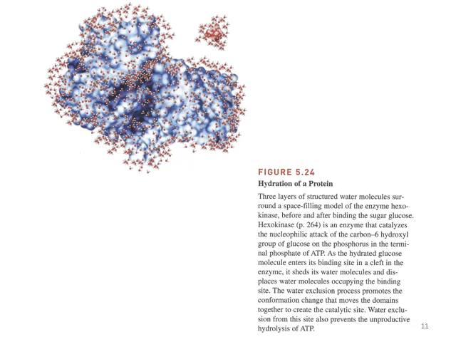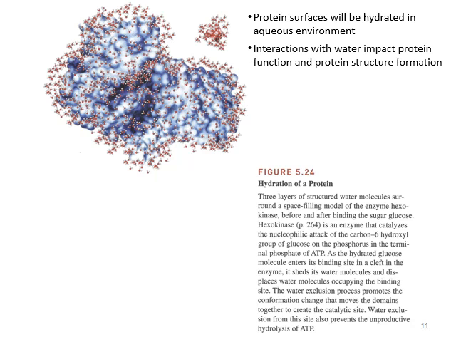So the picture you see at the top of this slide would depict that of an enzyme called hexokinase. And that's kind of the gray, bluish looking structure in the space filling model. And around that enzyme, you see molecules of water. And this talks to the hydration of proteins. So protein surfaces will be hydrated in an aqueous environment, and the interactions with water impact the protein's function and the protein structure formation.